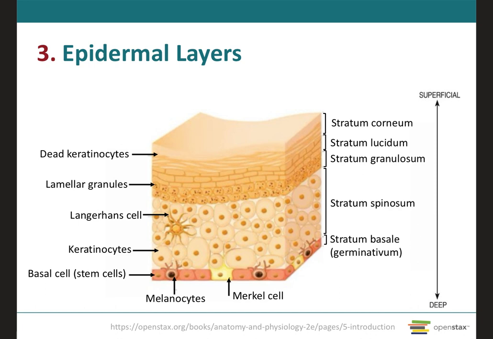Now let's talk about these different layers. First, we have the stratum basale, which is the deepest layer of the epidermis. It is composed of a single row of cuboidal, which are squared, or columnar, which are rectangular, keratinocytes, which are the types of cells, and some of which are stem cells that will then undergo cell division to continually produce new keratinocytes.